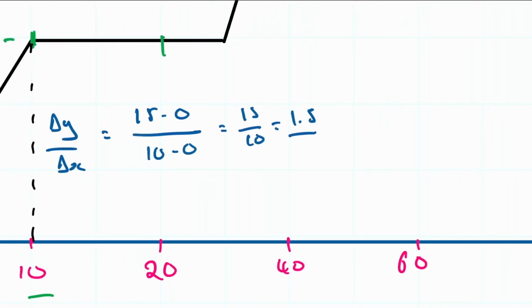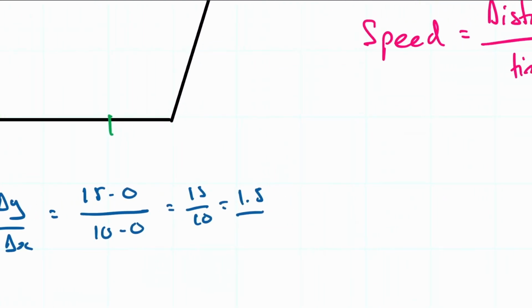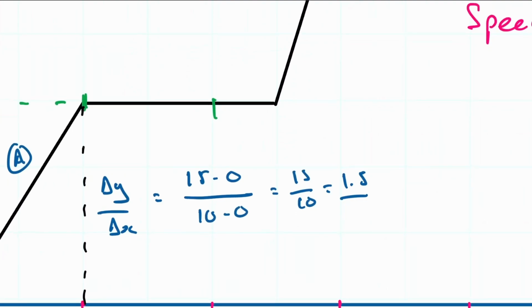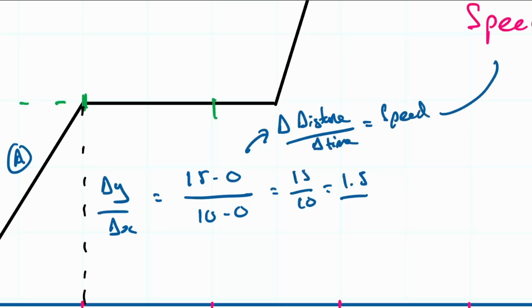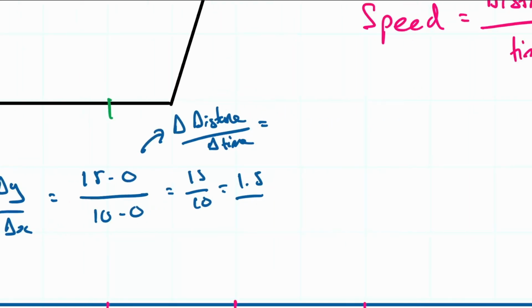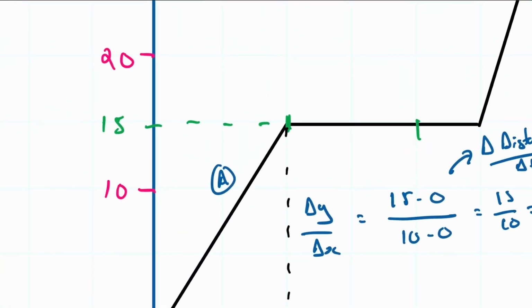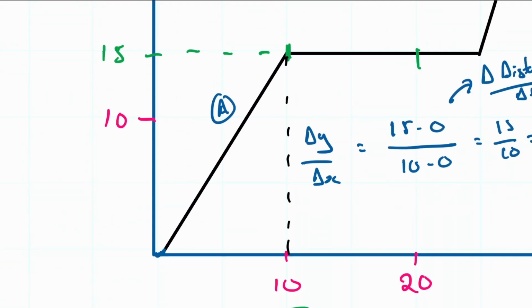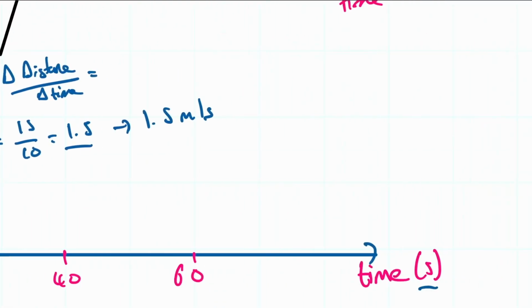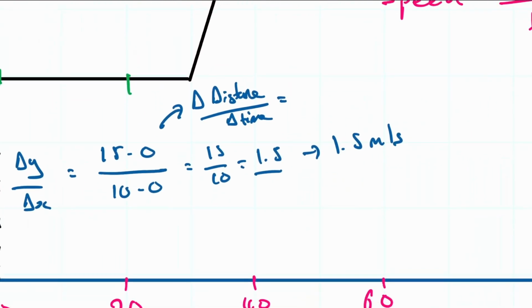And because we know already that the gradient is the same as the distance over time, because essentially what we've done here is the difference in the distance divided by the difference in the time, this gives us the speed, right? Just like our equation over here. So when we worked out 1.5, we can put some units on this because we know that this is the speed. So this is 1.5 meters per second, because our distance on the y-axis was in meters, and our time on the x-axis was in seconds. Okay, so that's how we can use the gradient to work out the speed.